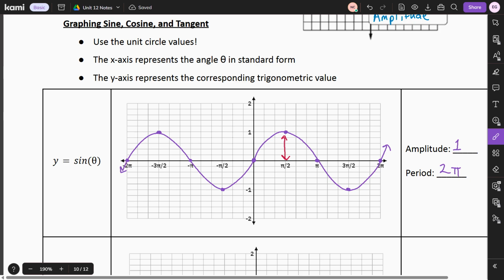Okay, typically, because sine and cosine are going to look very similar, think of the sine pattern as middle, max, middle, minimum, middle. This is typically how I want you guys to plot your points to get that first cycle down. Okay, so that's our sine parent function.